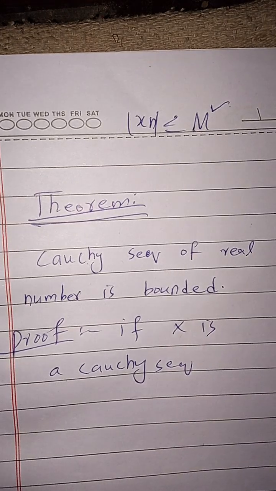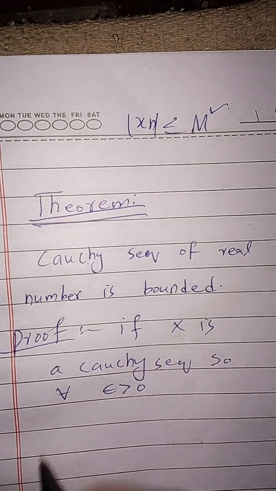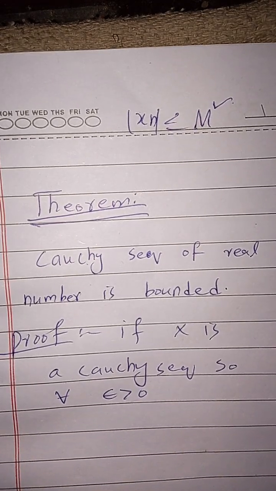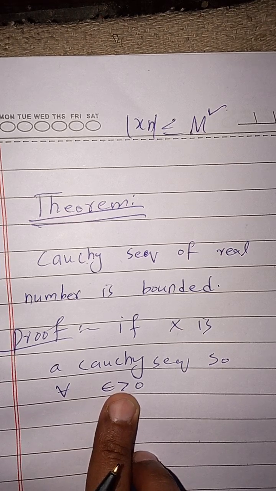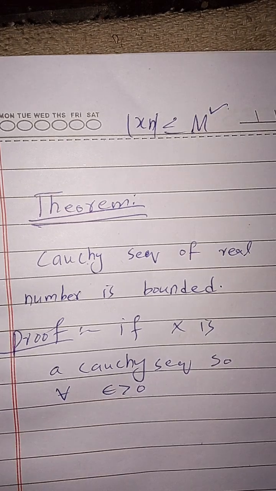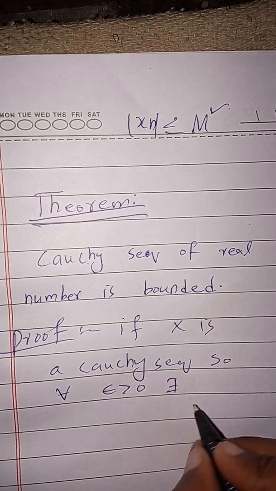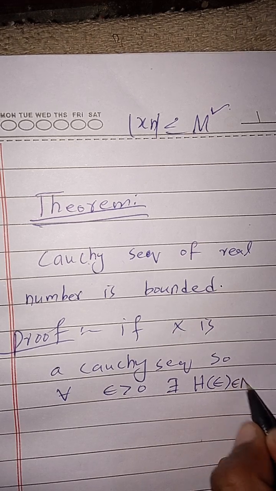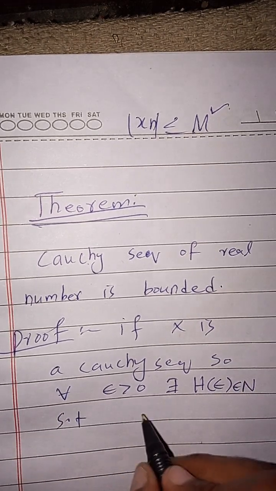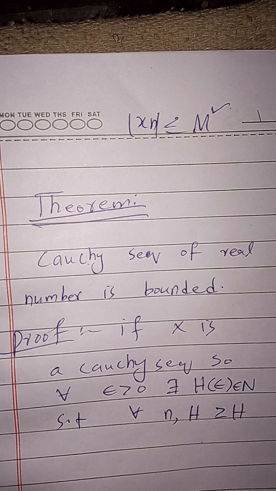then for all epsilon greater than 0, by definition of Cauchy, there is this positive number epsilon, and the difference of any two numbers in the sequence is less than any positive number epsilon. There exists H of epsilon belonging to capital N such that for all n and h greater than or equal to capital H.